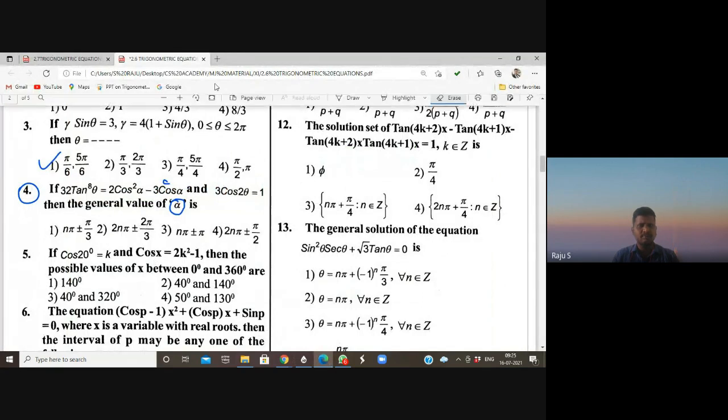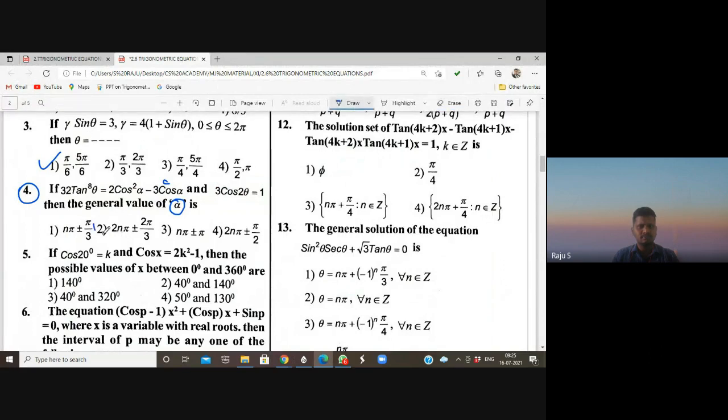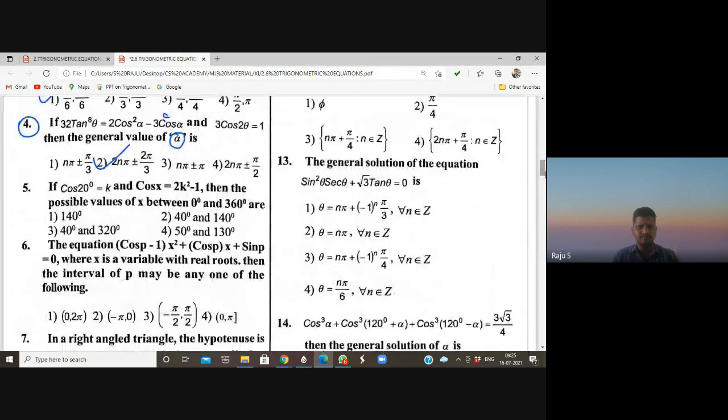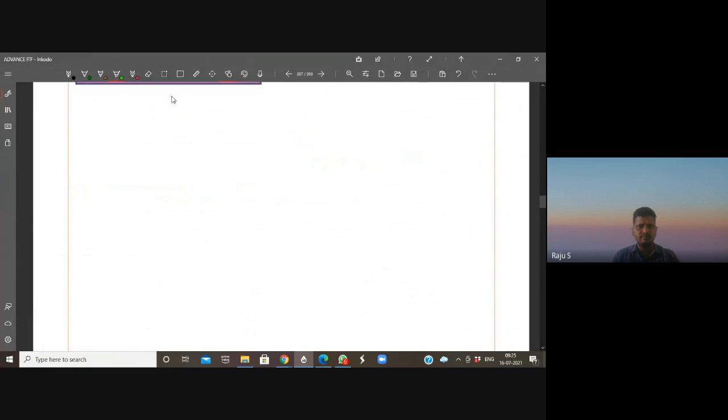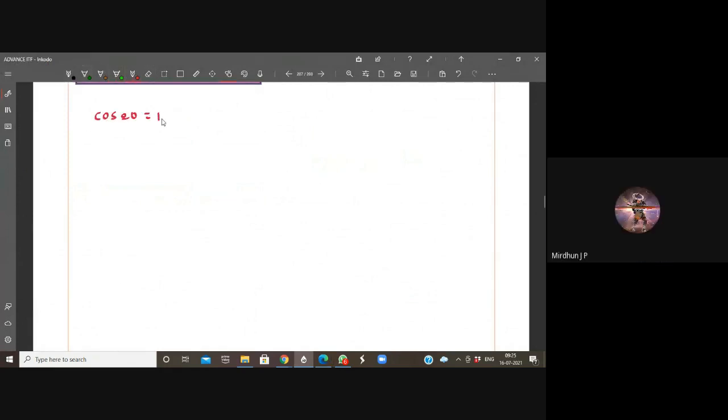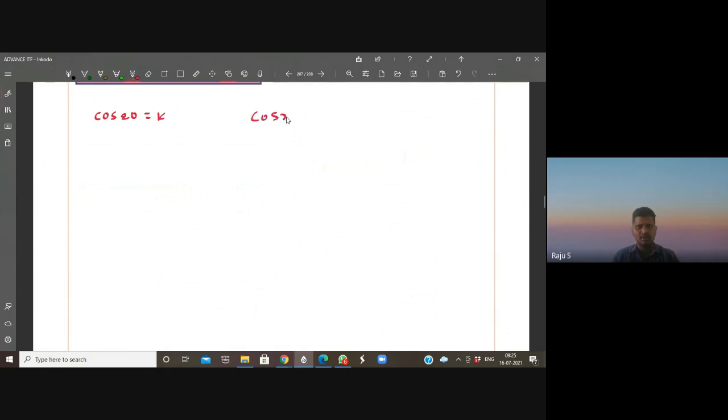Second. Right. Next, this is again a very easy question actually. Cos 2 theta is equal to k. Cos x is equal to 2k square minus 1. This is very simple to find. I'll explain how we'll do it. What is cos x? They gave cos 2 theta is 2 cos square theta minus 1. Yes, cos x is equal to 2k square minus 1.